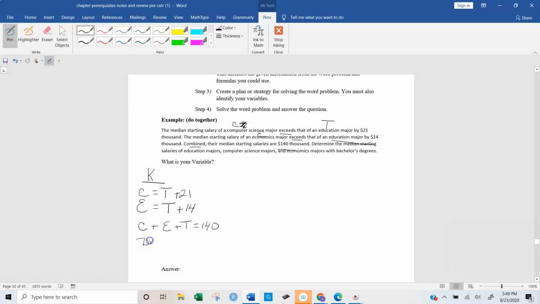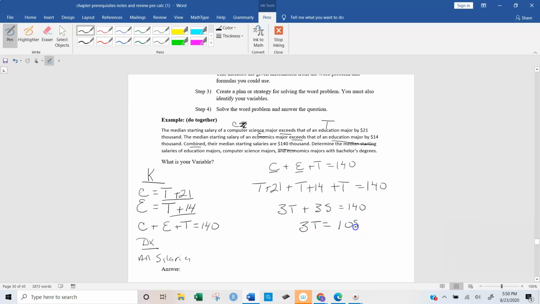So I don't know all the salaries. That's what I got to find. All right. So I know that the C, computer science plus education plus the teacher equals 140. Well, I know that the computer science is T plus 21, so let's put that in there. So I'm just going to substitute that out. I know the economics guy is T plus 14, so let's substitute him out. And the teacher is just the teacher. Now let's solve this. So I got 3 T's plus 35 has to equal 140. Oh, I can solve for T pretty easy here now. So 3T, subtract your 35, it's 105.